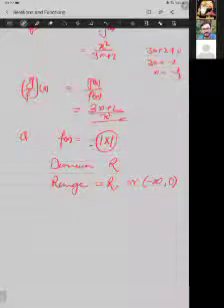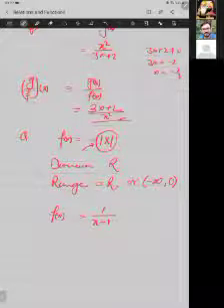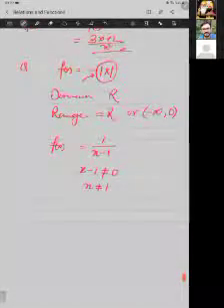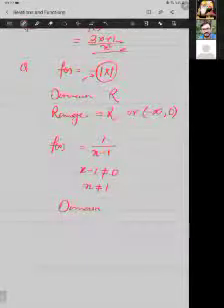Likewise, if the question comes fx equals to 1 upon x minus 1. Just now in the previous question, we were talking about it only. Keep in mind, the denominator cannot be equal to 0. If the denominator is equal to 0, then the function will become not defined. So the denominator, that is x minus 1, can never be equal to 0. That means x can never be equal to 1. So the domain will be real numbers minus 1.